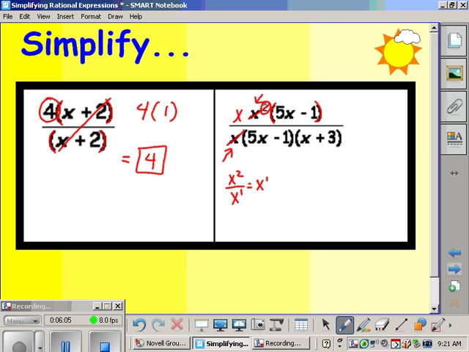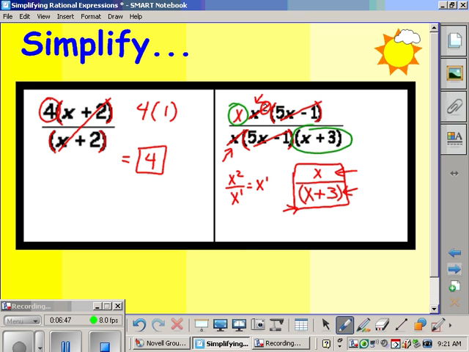Now, we've got an identical binomial, the 5x minus 1 and the 5x minus 1. So those can be canceled because, again, anything divided by itself equals 1. So we're going to cancel that out. So what I have left is an x in the numerator and an x plus 3 in the denominator. So let me write that out. Now, can I do anything at this point? Hopefully you recall from the last page that a monomial and a binomial can't mix. And the x plus 3 doesn't have a greatest common factor, so this would be as far as I could take the problem. So this would be my most simplified answer.